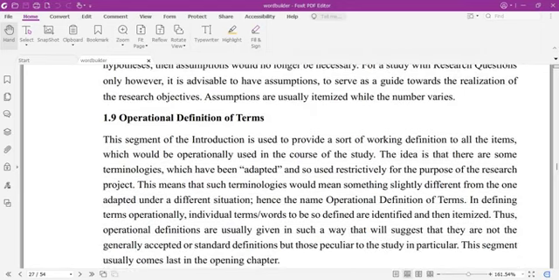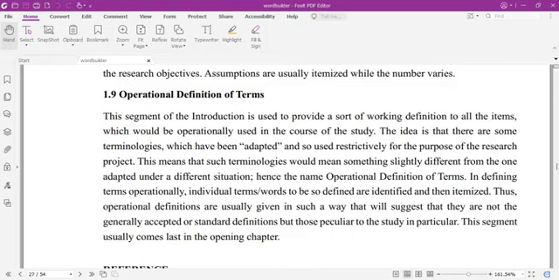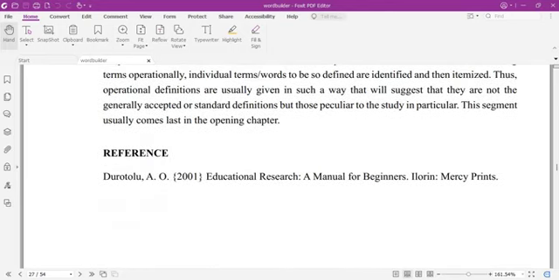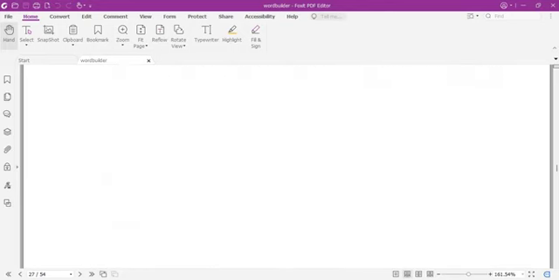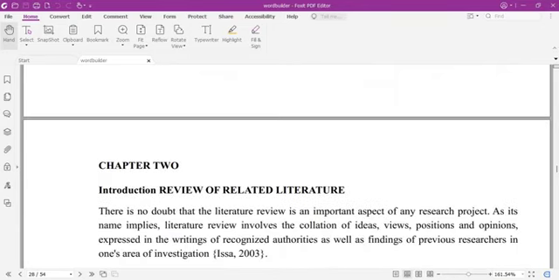Operational definition of terms. We talked about different definitions of terms as regards your line of work, not necessarily the generally accepted definitions, but as with respect to the work you are doing. All right, let's just look at literature review briefly.